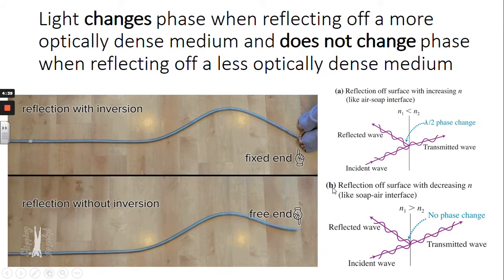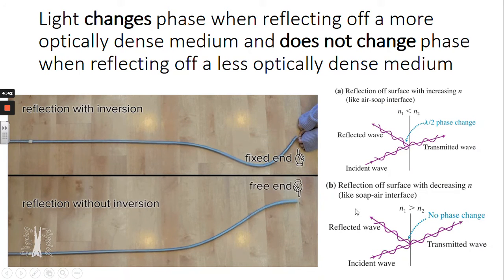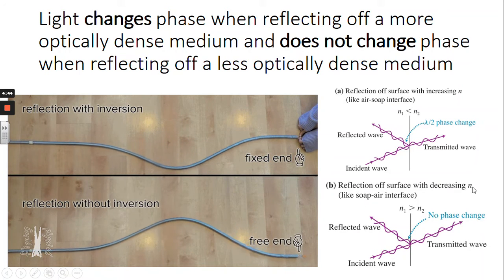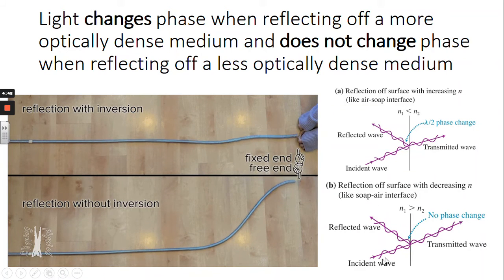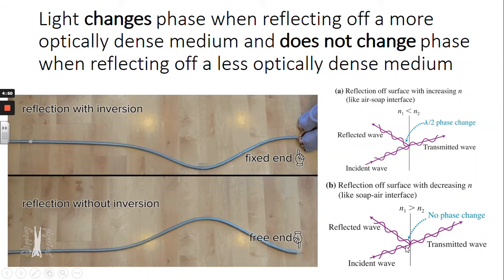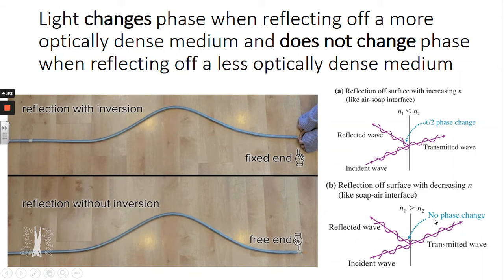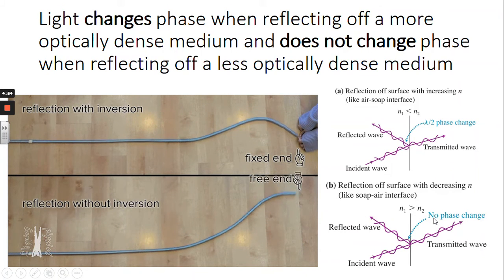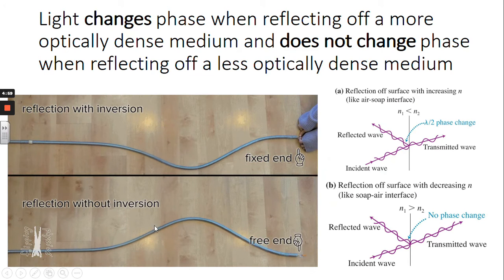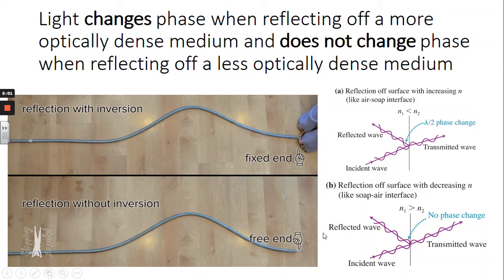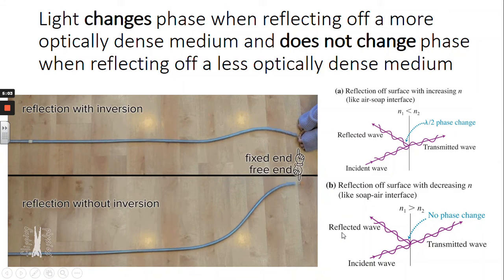For wave B here, when we reflect off a surface with decreasing index of refraction, like the soap-air interface, when we get this reflection from incident wave to reflected wave, there is no phase change. It's like the free end. It just stays in the same orientation as before.